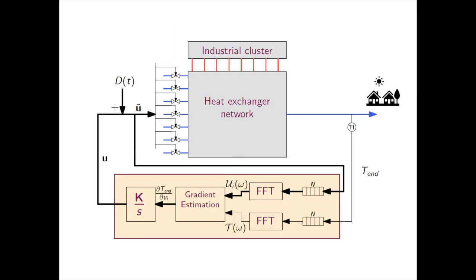Since we have multiple inputs and a single output, we use a multivariable extremum seeking scheme in this paper. We show that fast Fourier transform-based gradient estimation scheme provides a natural and an intuitive framework for multi-input single-output systems, such as the heat recovery network studied in this paper.